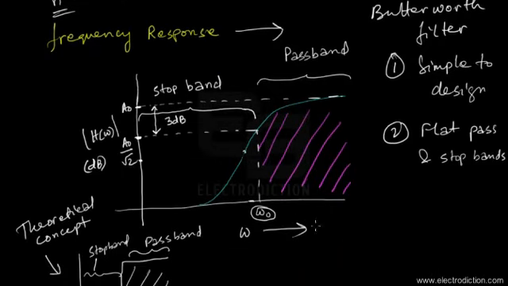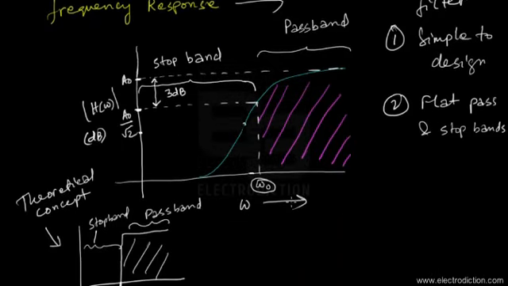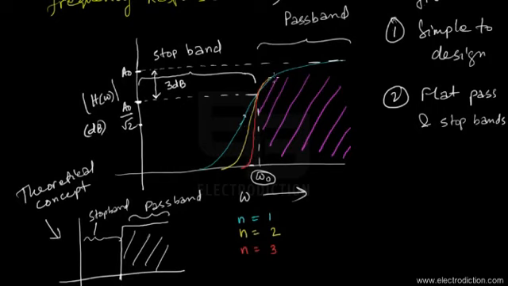So if the value of n is increased, then the curve would have a steeper slope. I'm just going to illustrate that over here. Now you can see that we have three colors of curves. The blue represents the condition when n equals 1, the yellow is for n equals 2, and the red for n equals 3.